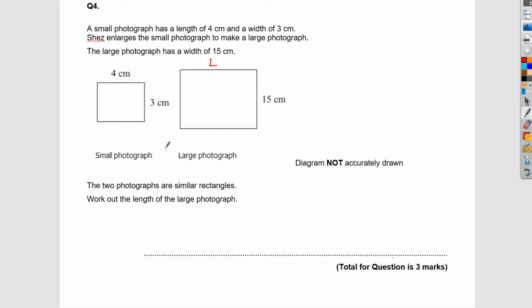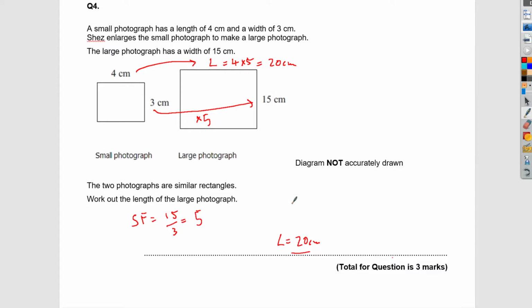Probably see this straight away what's going on here. So we need to look at the multiplier, which is going from 3 to 15. So look at the scale factor, which is the multiplier. It's going to be 15 divided by 3, and how many 3s go into 15 is 5. So that's the multiplier here. I'm going to have the same multiplier for the length. So it's going to be 4 multiplied by 5, which is going to equal 20 centimeters. In this case, the length of the photograph is equal to 20 centimeters.